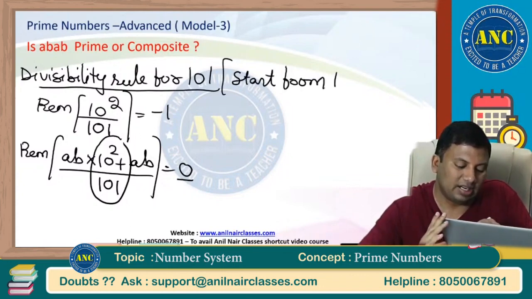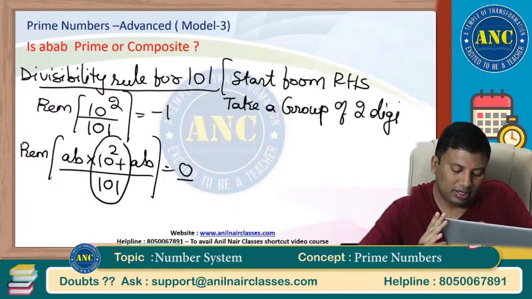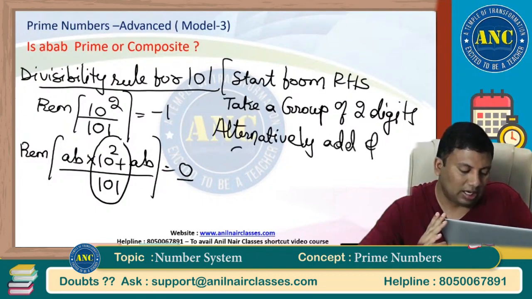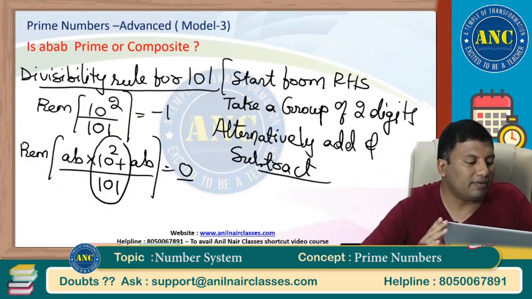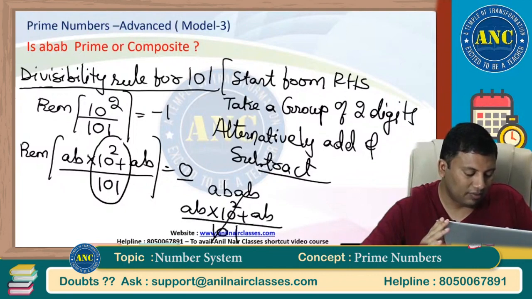So, what is the divisibility rule for 101? Start from right hand side. Take a group of 2 digits. Alternately add and subtract. If I alternately add and subtract, I will get the remainder when you divide a number by 101.